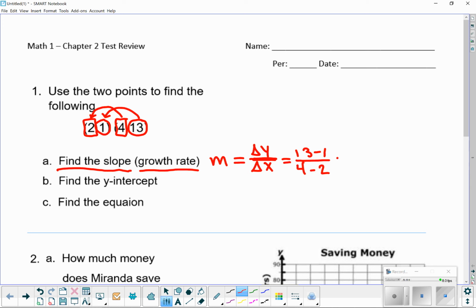Figure it out. 13 minus 1, use a calculator if you have to. That makes 12. 4 take away 2 is 2. You can leave it like that, but it's better if you work it out: 12 divided by 2, which is 6. So your slope is going to be 6.